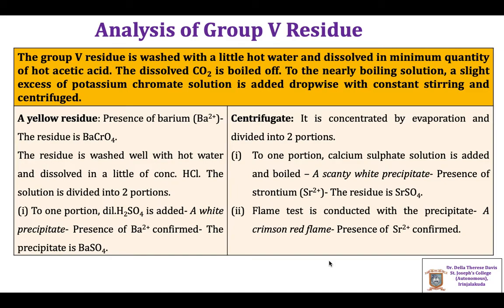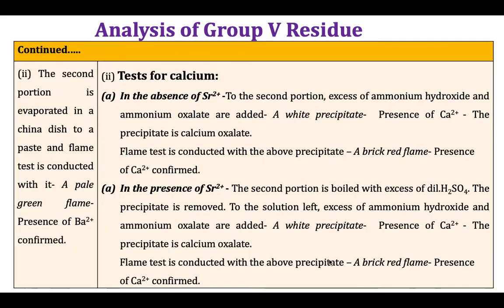This precipitate is collected and a flame test is conducted using it. A crimson red flame is a characteristic feature of strontium. Thus, the flame test confirms the presence of strontium. Next is the test for calcium.